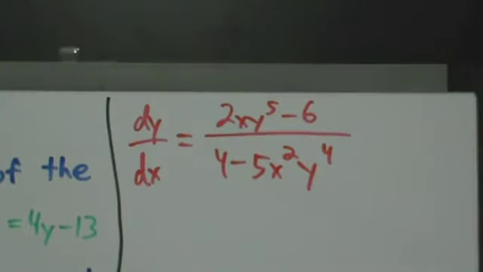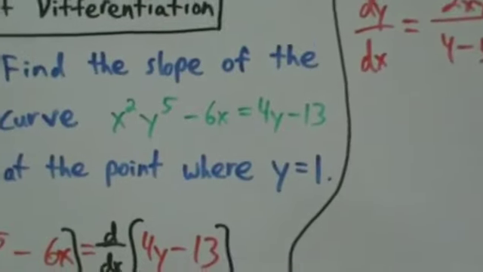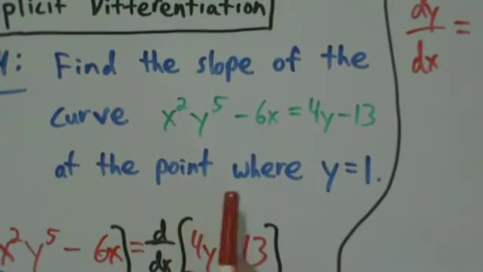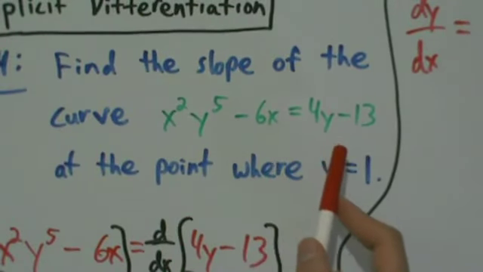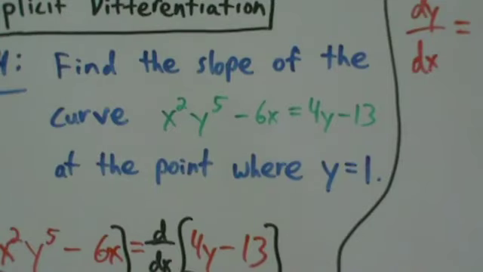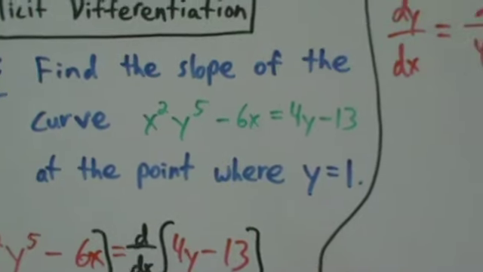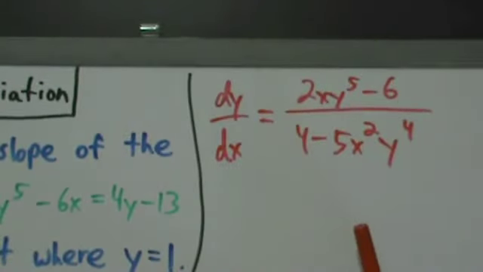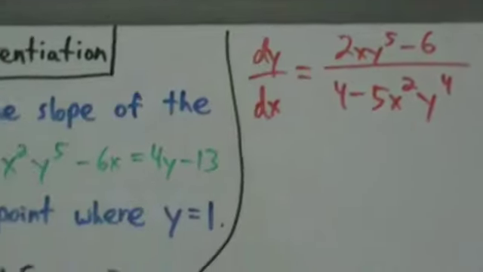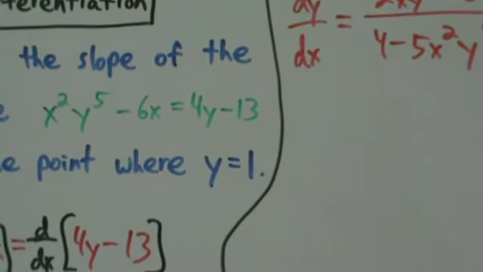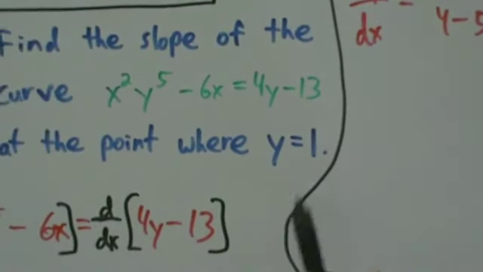So if we want to get rid of the x's, we have to go back to our original curve. Okay, x squared y to the fifth minus 6x equals 4y minus 13. And we have to figure out, okay, we're looking at the point where y is 1. So if y is 1, we have to also figure out what is x. Okay, and we could have done that first, but I just wanted to do the derivative first just to show you that at some point we are going to have to find out what x is at this point. Okay, so we know that y is 1.